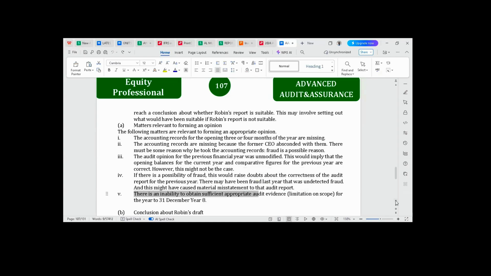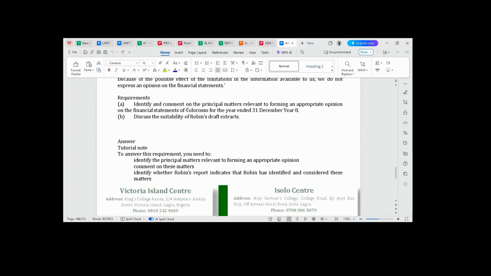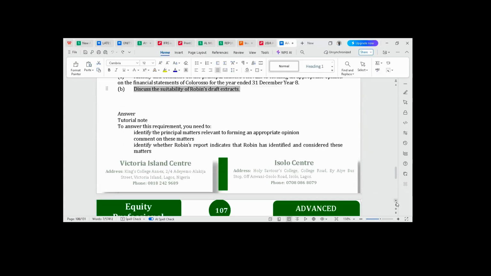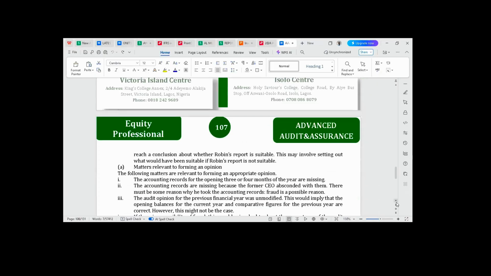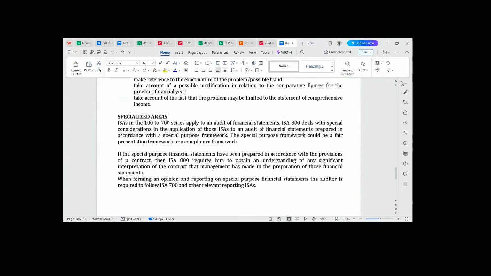Then the next question they ask us is that we should discuss the suitability of Robin's draft extract. That is, they asked Robin to draft the basis for opinion and opinion paragraph in the audit report. We have read it before. So let's look at the solution. So here's the solution, okay?